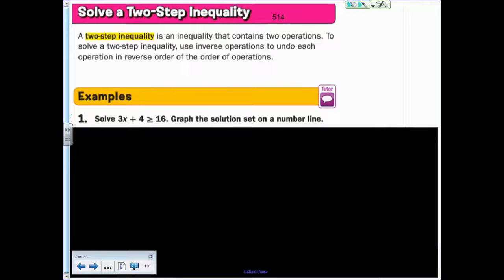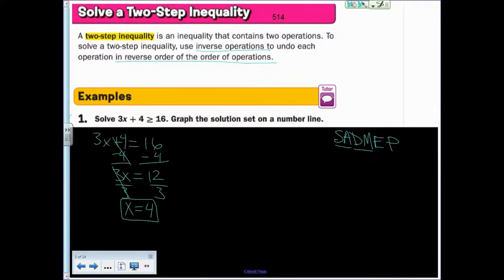Solving a two-step inequality. If you recall from when we did two-step equations, we call this SAD-ME-P. That is the reverse order of operations, and then we do the opposite of what we see. That's called inverse operations. So to solve this inequality, we would do exactly the same thing.